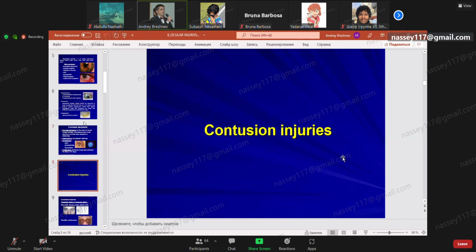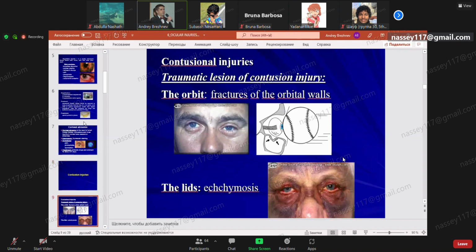A very, very large subtopic is contusion injuries, blunt traumas of the eye, eye appendages and the orbit. These are caused by blunt trauma and may vary in severity from a simple corneal erosion to extensive rupture of the globe with loss of the contents of the eyeball, loss of visual functions, and sometimes loss of the eye as an organ. What are the traumatic types of damage of different structures of the eye and eye appendages?